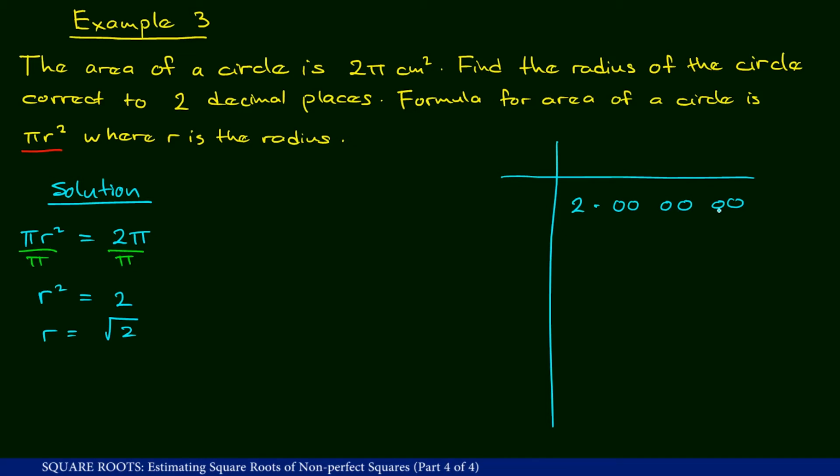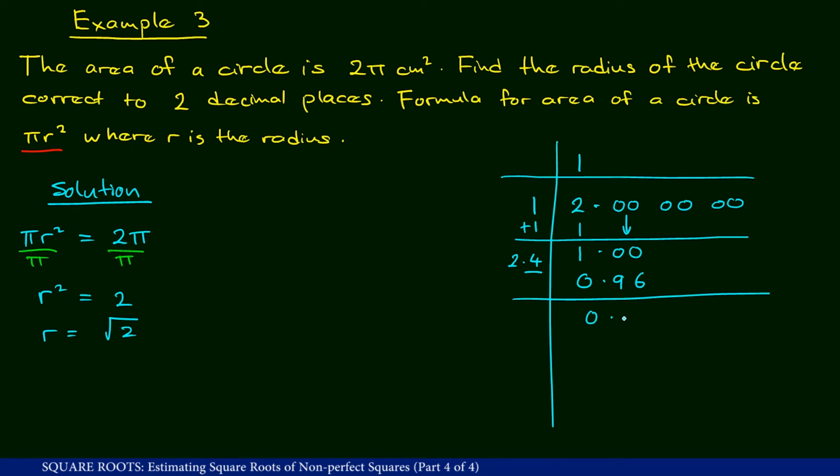So let's do that. The first digit is going to be 1, of course. So the remainder is 1.00. So 1 plus 1 becomes 2 point something. And the next digit is going to be 4, because if you put 5, then it's going to be more than 1. So 2.4 times 4 becomes 0.96. And the new remainder is going to be 0.104.